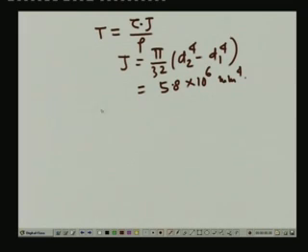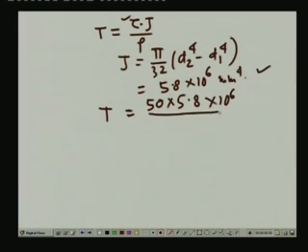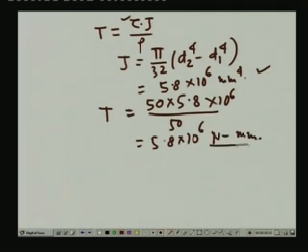And from this, if you compute the value of T, tau we know, which is 50 MPa, we will have to limit to, J is this, and rho is the maximum outer radius corresponding to the maximum stress. If we substitute, this comes as 50 times 5.8 into 10 to the power 6 divided by 50. So, this is equal to 5.8 into 10 to the power 6 Newton millimeter. So, this is the twisting moment.